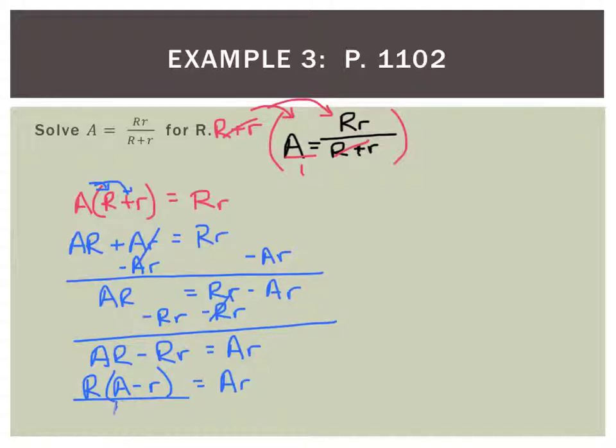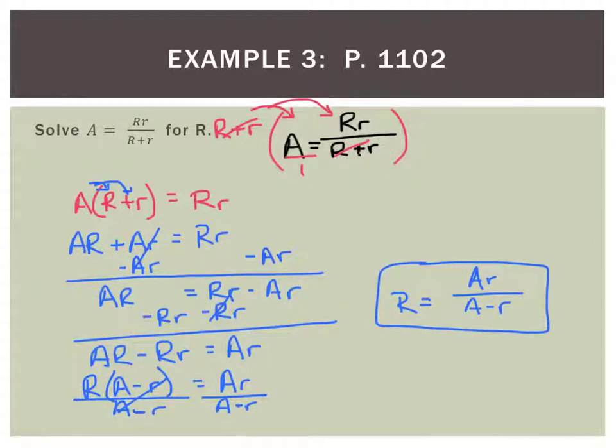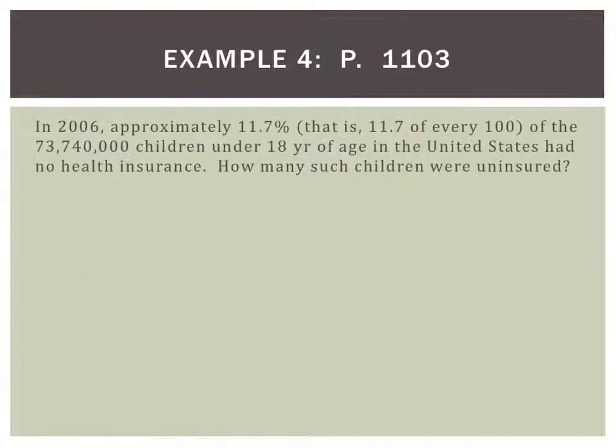And then I can divide, because that would get me my R by itself equals Ar over A minus r. Oh, and I forgot to bring down that negative. So a negative Ar over A minus r.